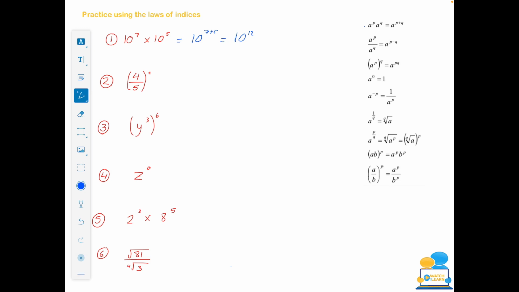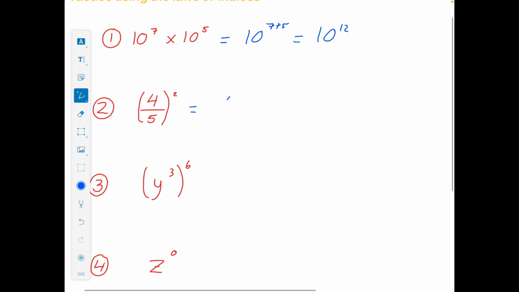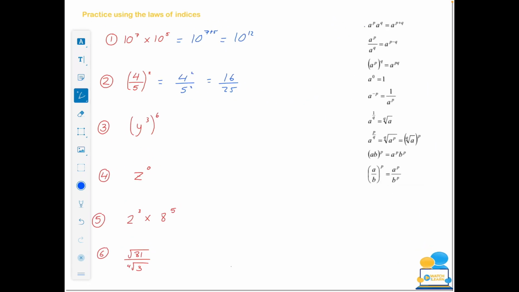Okay, same thing for number 2. We are going to match what our question looks like with one of the laws. So we have a fraction in a bracket all raised to a power. Same thing as down here. Here we can see that the power p went to the numerator and to the denominator. So we'll do the same thing. So this will be 4 squared all over 5 squared, which would be 16 all over 25.